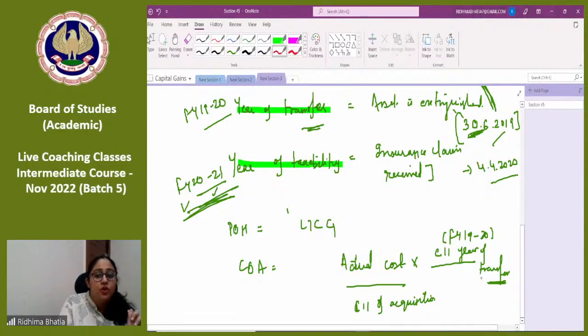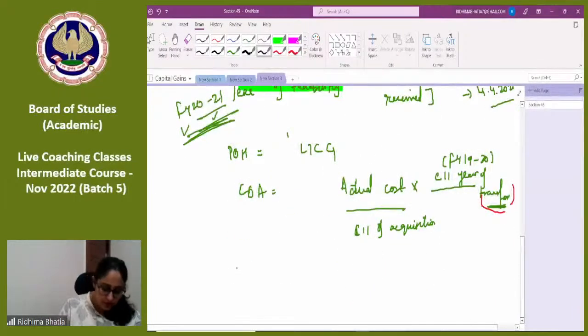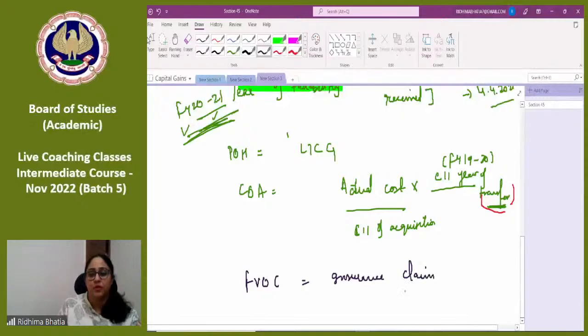Here you will not take the year of taxability, and the reason is clear. You're just deferring the taxability. Concepts are not getting deferred. And why are we deferring the taxability? The reason is clear. Insurance claim amount is not known. So hence my full value of consideration would be the insurance claim. Is it clear? So all of these answers when received, what do you have to do?